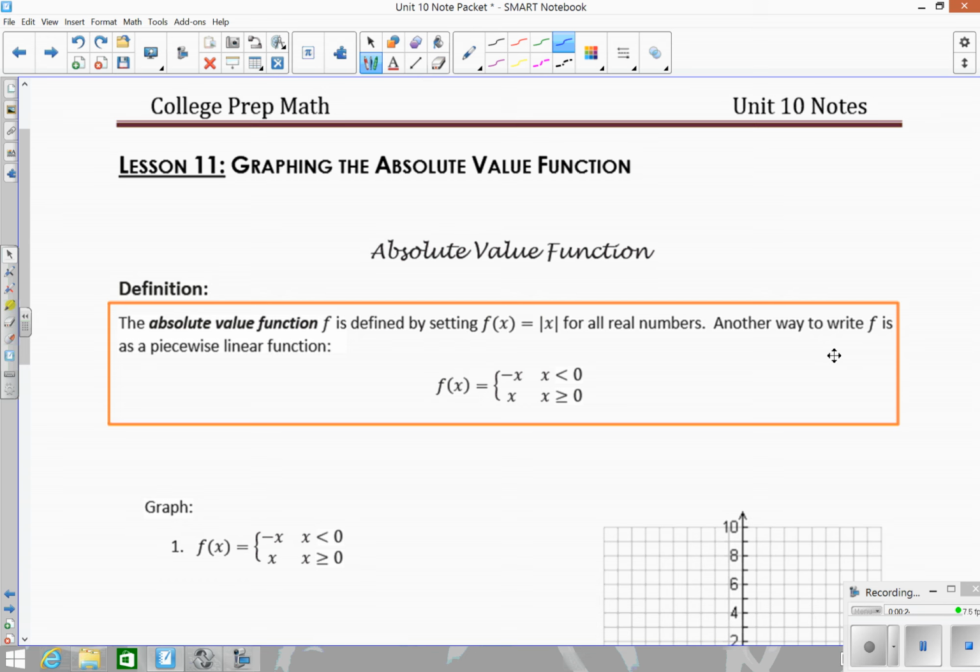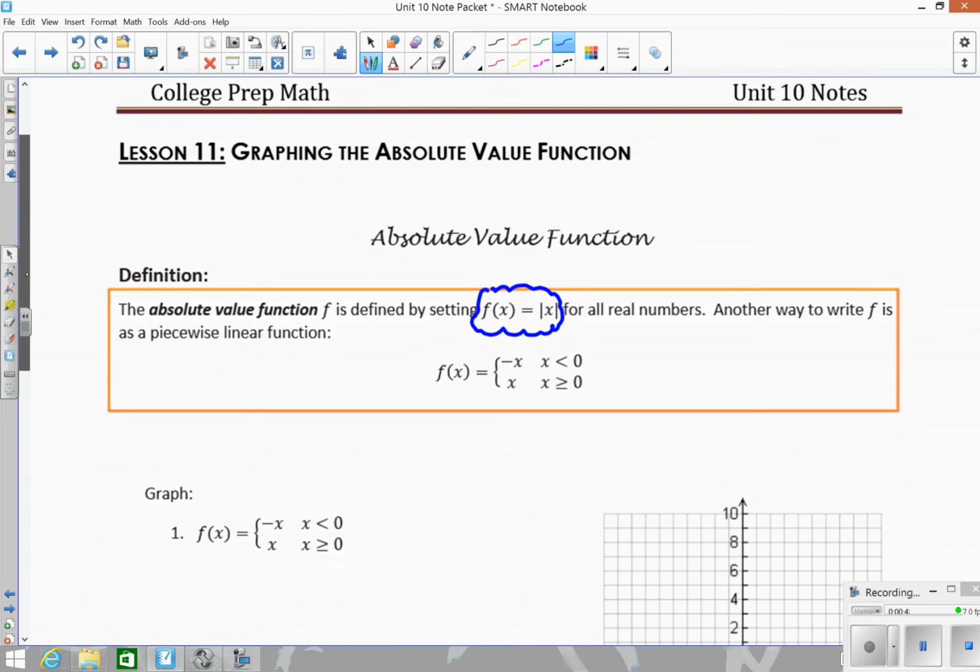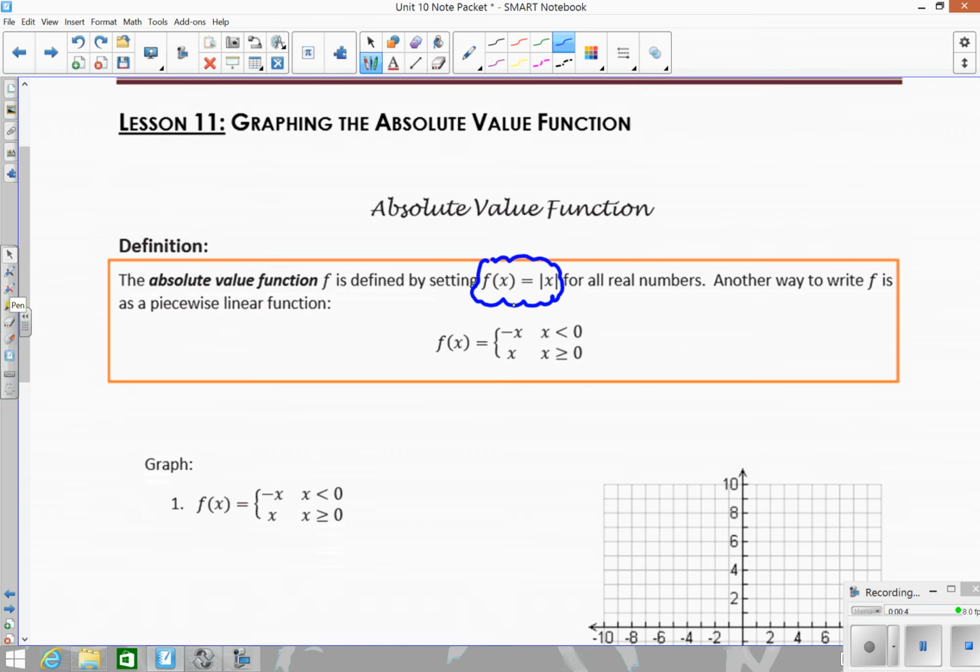So we can rewrite this f of x equals the absolute value of x as f of x equals negative x when x is less than 0, and f of x equals x when x is greater than or equal to 0. So we can define it as two parts. The first thing we're going to do is graph this as a piecewise function, and then we'll graph it as this absolute value function, and we'll see how the graphs are the same.